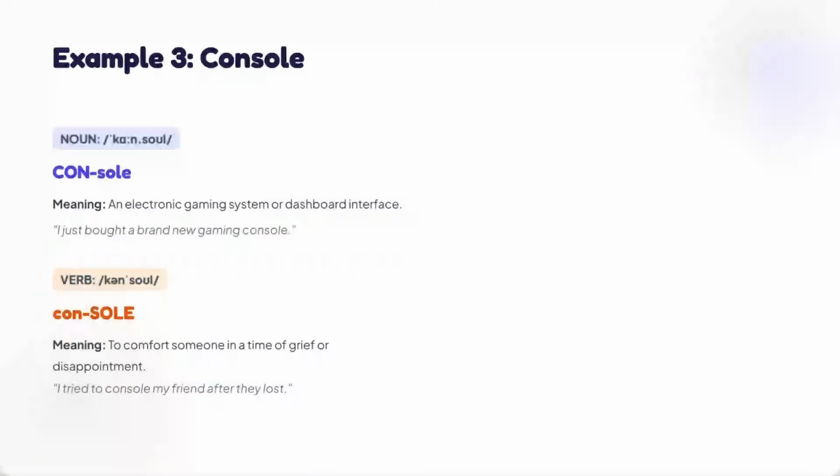Contract, contract, contract, contract. Last word here, we have console. I like this one because a lot of my students, unless you're a gamer, they don't know what a console is. So that is usually like a gaming system or like a dashboard. So you might have a console in your car. And then we have the verb console, and that means to comfort someone, particularly in a time of grief.